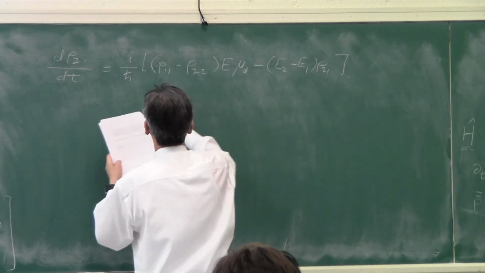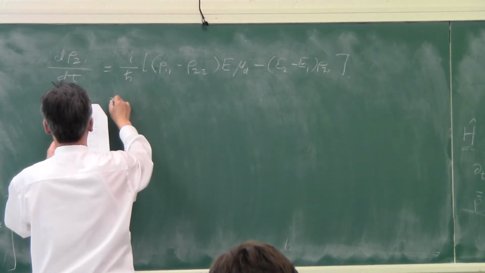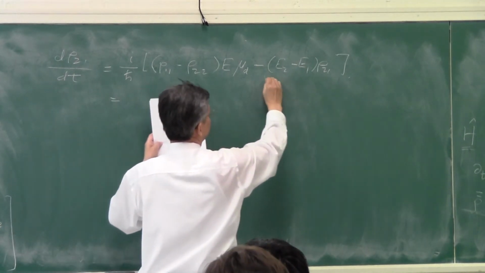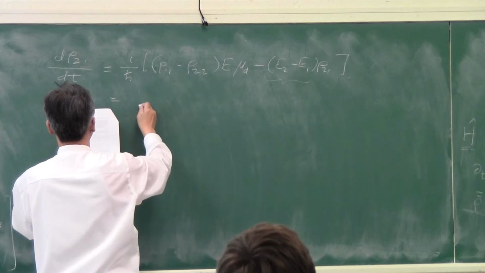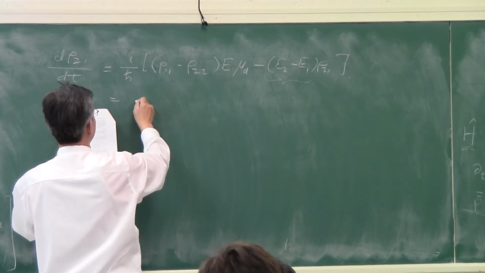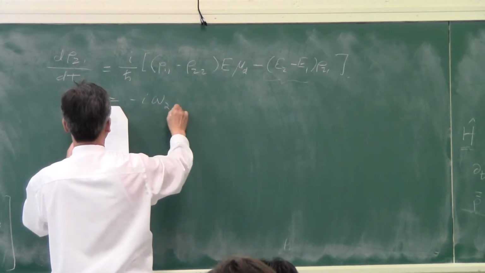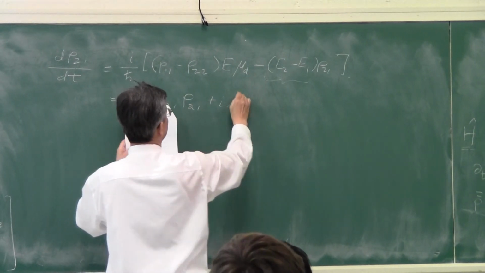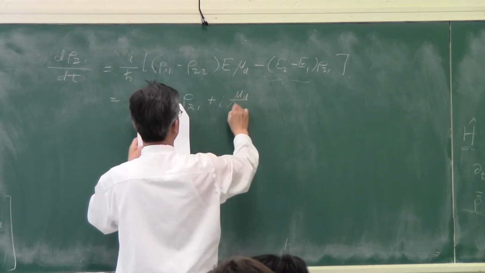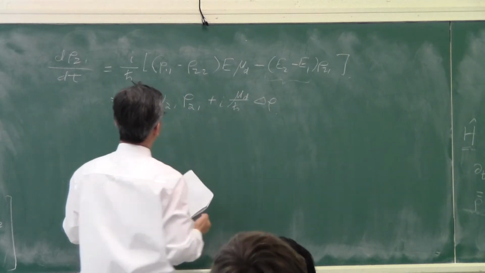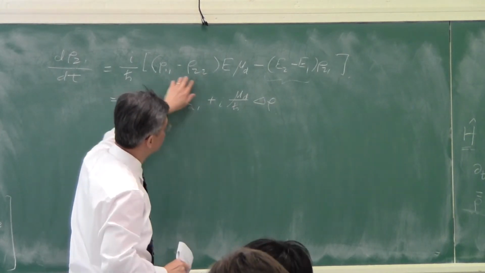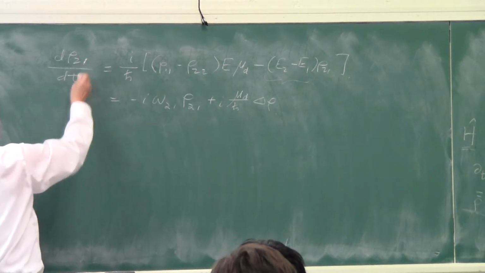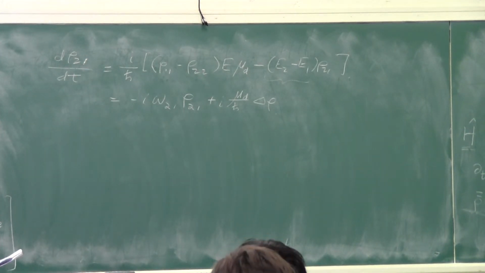And I can write this as equal to minus i omega 2,1 rho 2,1, plus i mu E over h bar delta rho. This is some sort of a frequency. Delta rho is the difference between the probability densities. So the rate of change of the off-diagonal term is given by this.